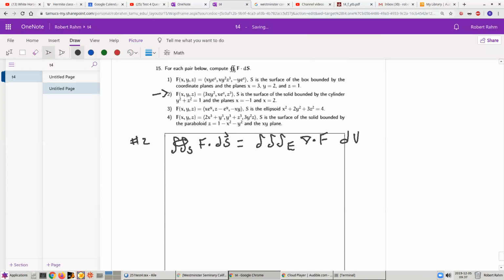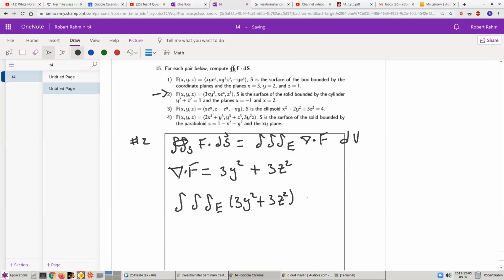Okay, so for number 2, the divergence of F is the derivative of the first component with respect to x, that's 3y squared, plus the derivative of the second component with respect to y, that's 0, plus the derivative of the third component with respect to z, that's 3z squared. So the integral we want to compute is over the cylinder, which I'm going to call E, of 3y squared plus 3z squared dV.